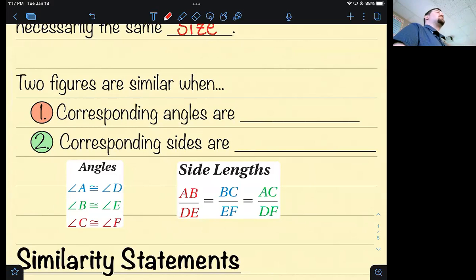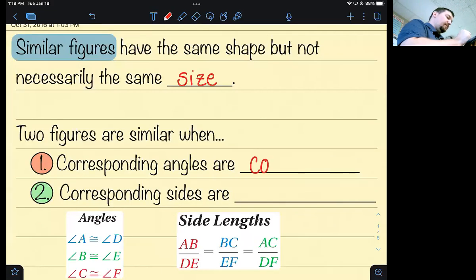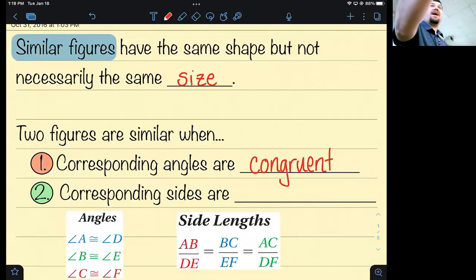Two figures are similar when corresponding angles are congruent. Now, what does the word congruent mean again? The same: same shape, same size, equal measure. That's actually what the word congruent means, equal measure. So in order for them to keep the same shape, you can't change any of the angle measurements because you will create a different shape if you do that. What you can change is the side lengths. But you have to change them a certain way, otherwise you'll change the angles, which we cannot do. So the corresponding sides have to be proportional.